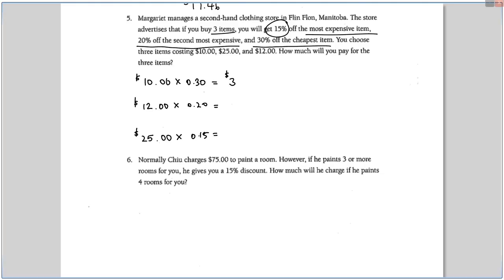So these calculations, remember, are your savings, not what you pay. So I'm just calculating these. Alright, so remember, these are the savings. So for the first item, you'd pay 7. For the second item, you pay 9.60. And for the last item, you're paying 21.25.